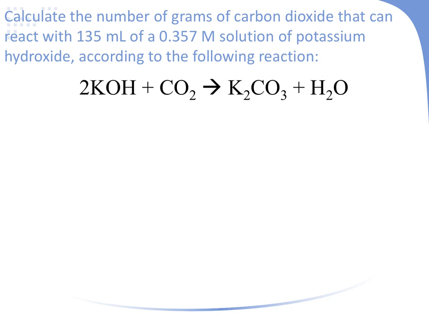Calculate the number of grams of carbon dioxide that can react with 135 milliliters of a 0.357 molar solution of KOH, potassium hydroxide. And they give us a balanced equation. Notice again that they have given us two numbers associated with one of them. That's the big hint. That's what you're going to use to get to your mole to mole ratio. And they don't ask in this case for volume like they did the last one. They ask for the number of grams of CO2.